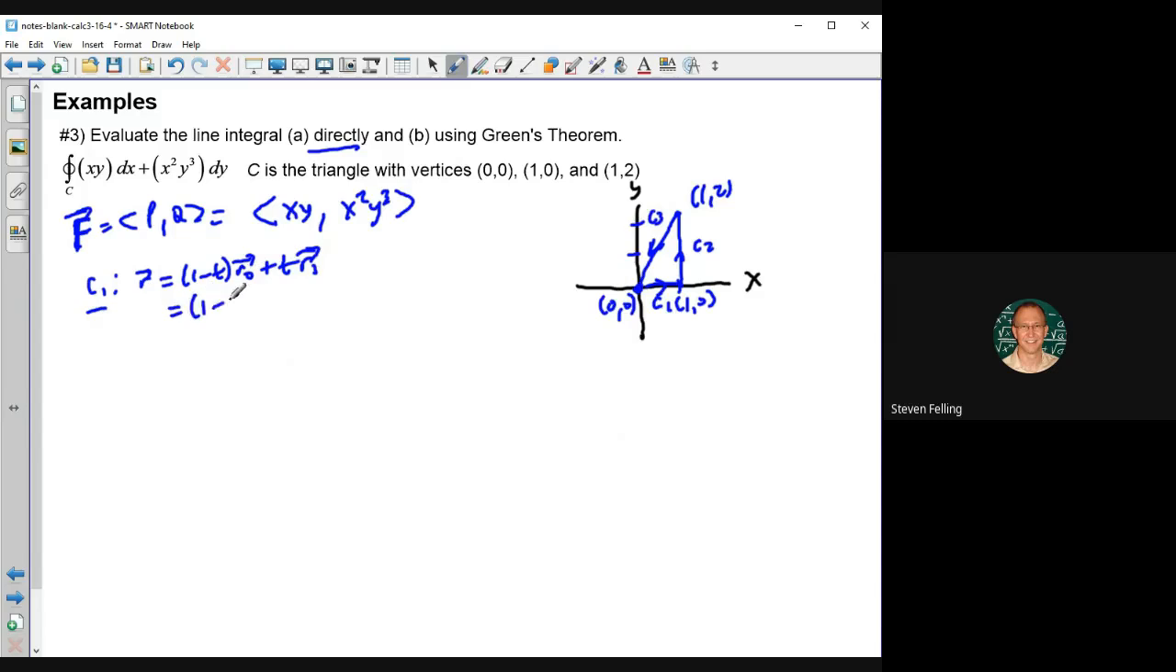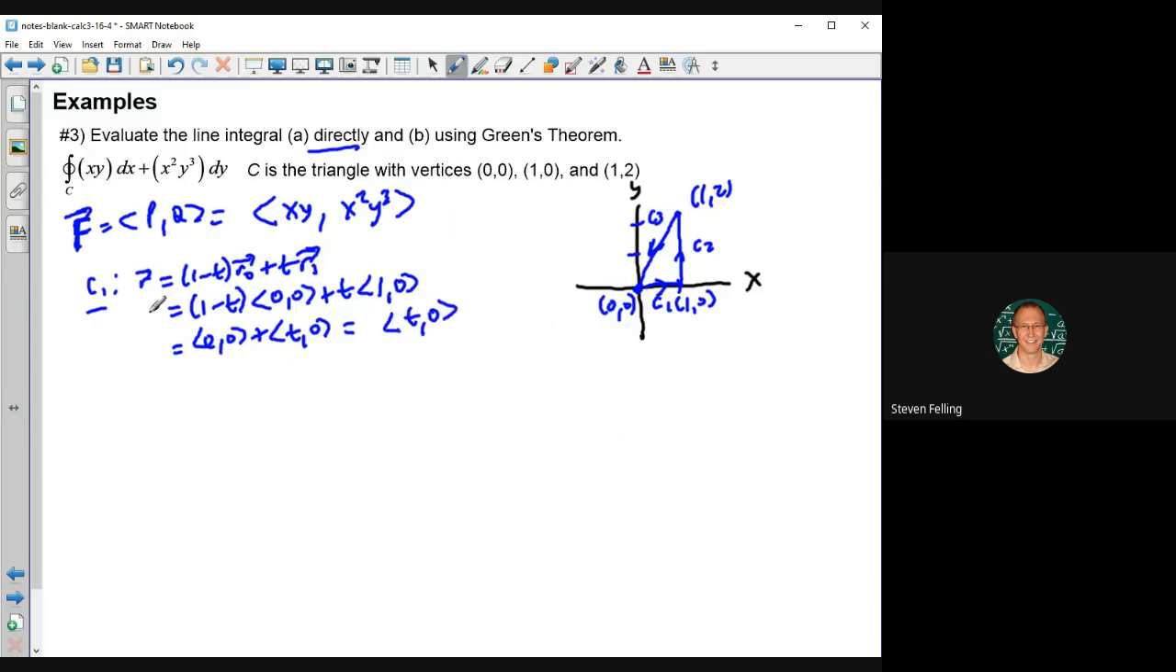So that's going to be 1 minus t times the initial position vector, which is 0, 0, plus t times the final position vector, 1, 0, to go from here to here. Multiplying this in, it's just 0, 0, plus t, 0. So we get the position vector t, 0, right?